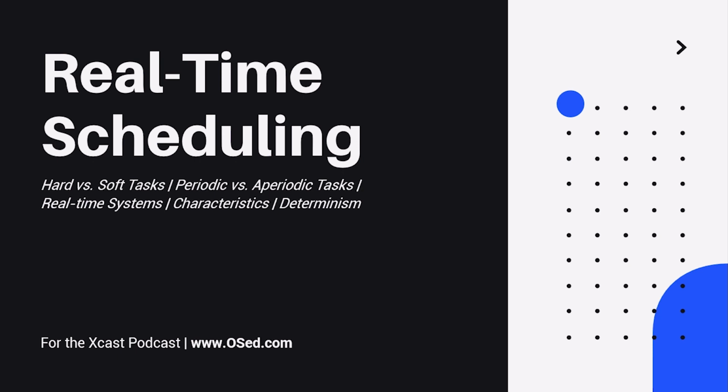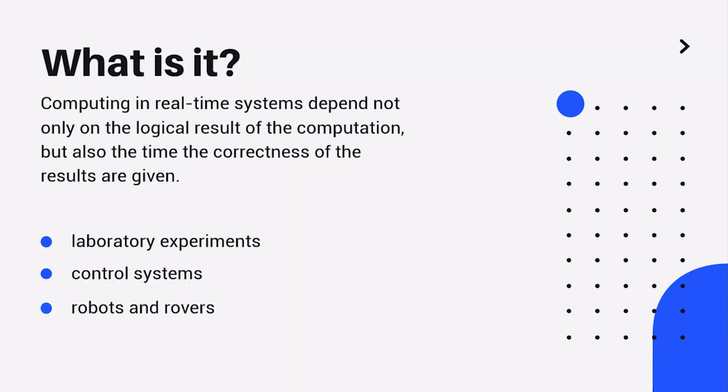Alright, so we're dealing with real-time systems. But first, what really are they? Real-time systems deal with the results of the inputs or the operations involved in the system, as well as the deadlines or the times given to the users. Mainly, this can be seen in applications such as laboratory experiments, control systems, and in robots and rovers.